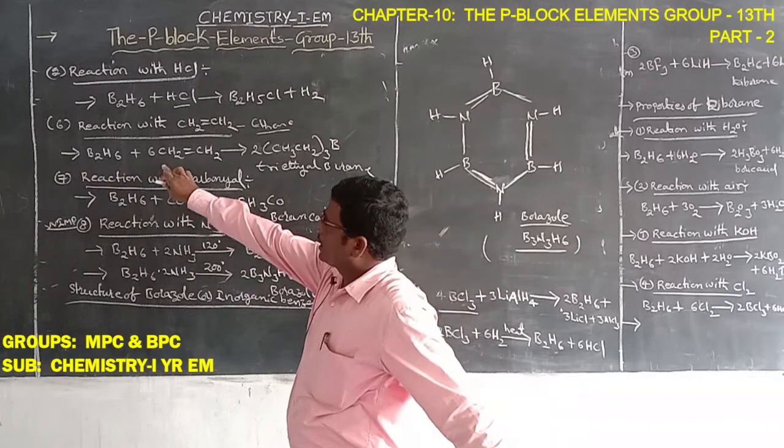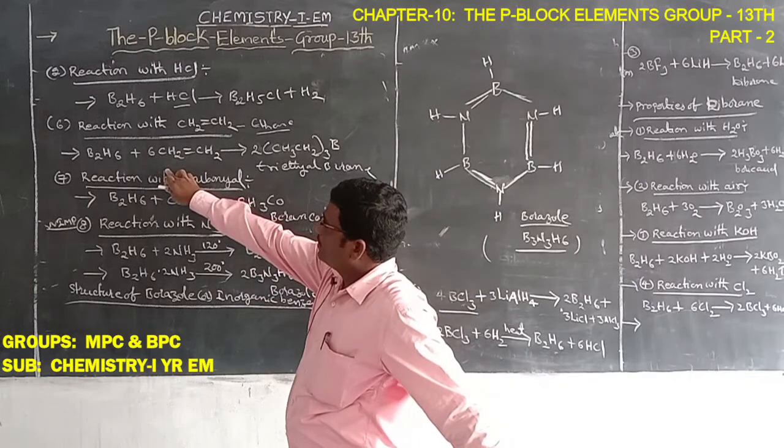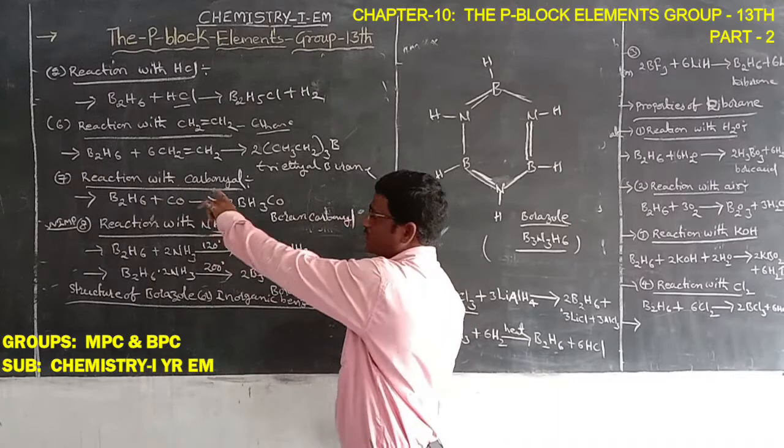And next one, here is once again diborane treated with the ethene molecule. How many molecules?